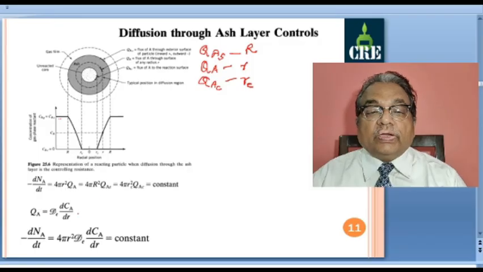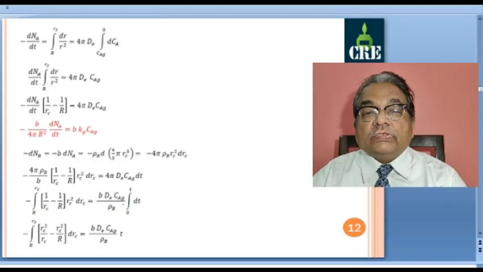Now, this flux we can define by Fick's law of diffusion, which you have already studied in mass transfer. QA is equal to De, where De is the effective diffusion coefficient or effective diffusivity, multiplied by the concentration gradient dCA by dr. Now, if I substitute this for any value of r, I can write minus dNA by dt is equal to 4 pi r square times QA, and this QA I am replacing by De into dCA by dr, and that is constant.